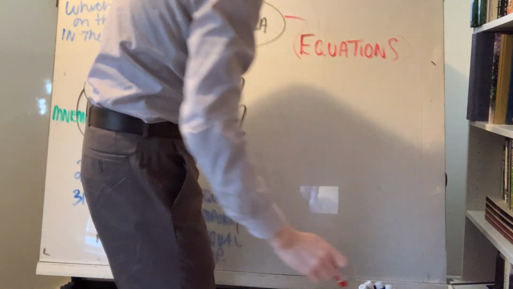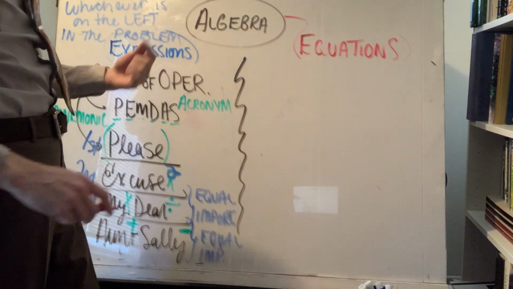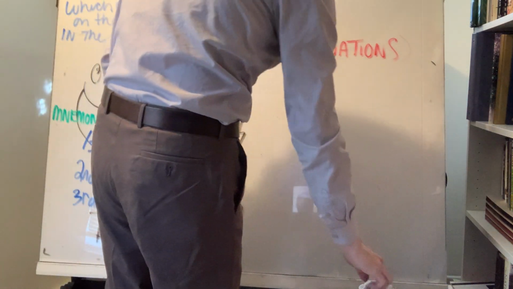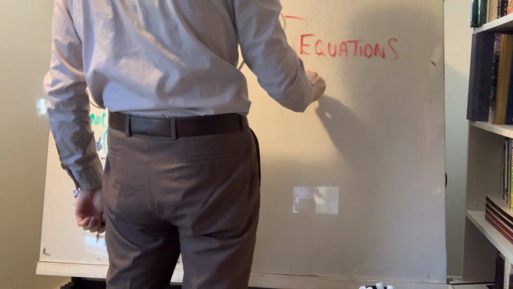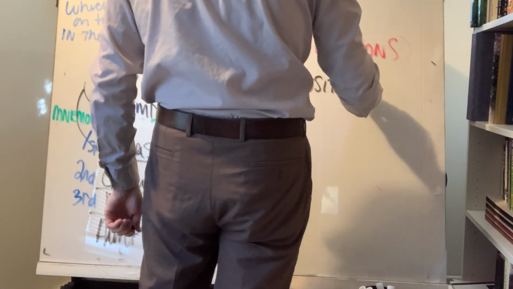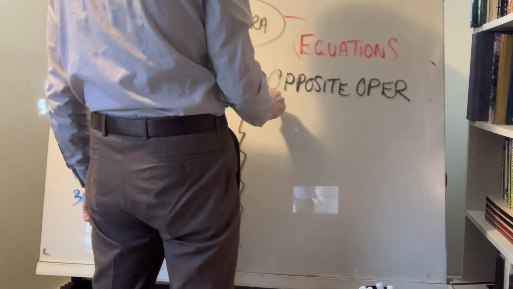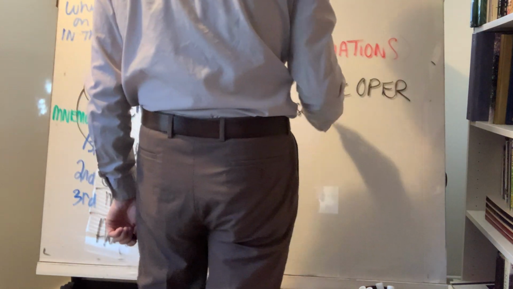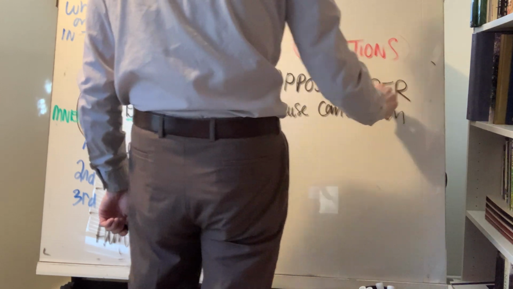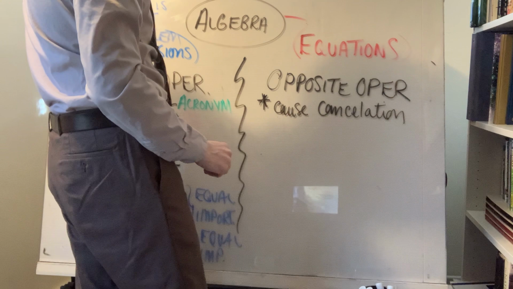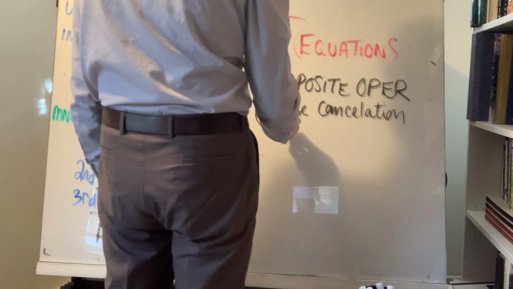Now for the sake of contrast, as I mentioned before, when you're solving equations, you use opposite operations. Opposite operations basically cause cancellation. How else should I say it? Which is basically, they cause a simplification. They create balance.